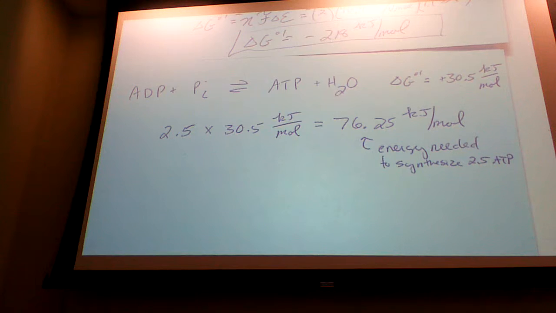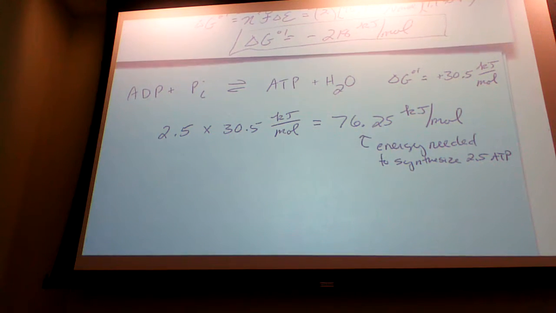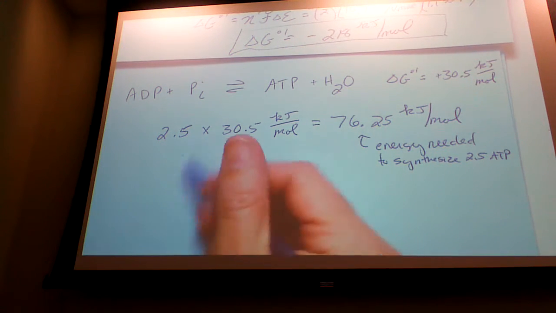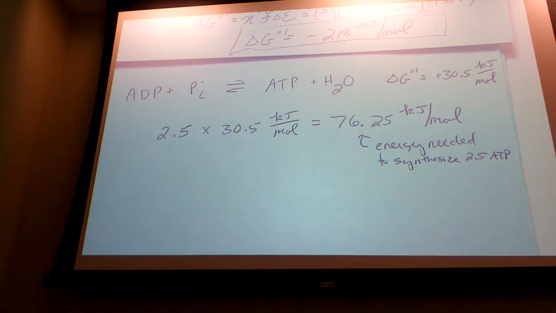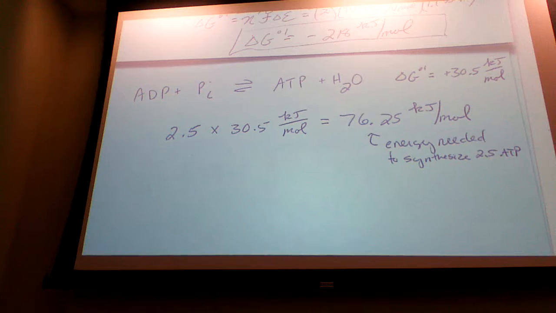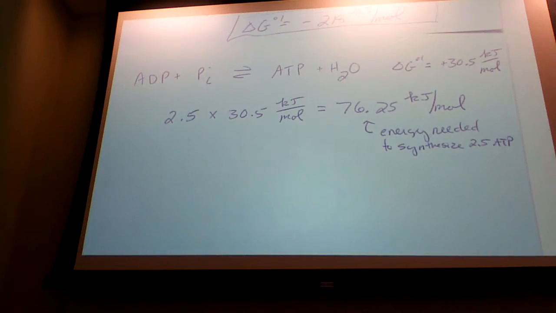And how much energy did I get from one NADH? Transferring 2 electrons from NADH to oxygen, how much energy did I get? 218. So, is there enough energy to synthesize 2.5 ATP? Yeah. Is there enough energy to synthesize more than 2.5 ATP? Yeah. So why don't I make more ATP? Because you don't have any more.